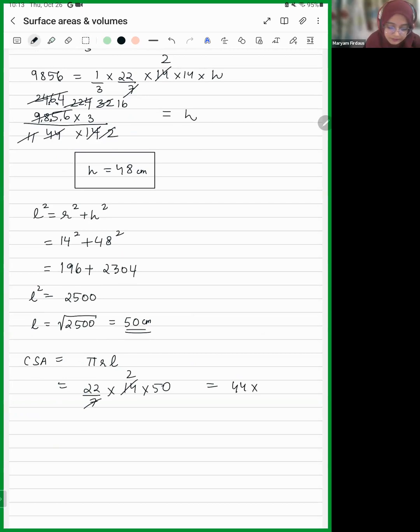2200 centimeter square. 2200 centimeters squared. Very good.